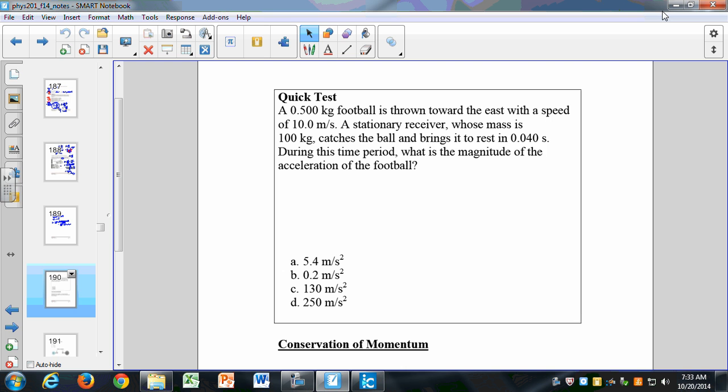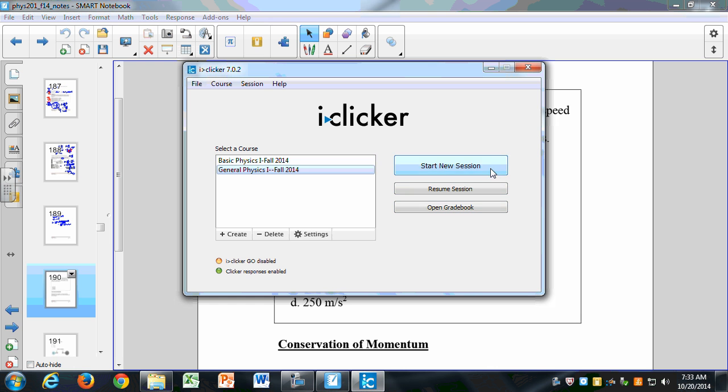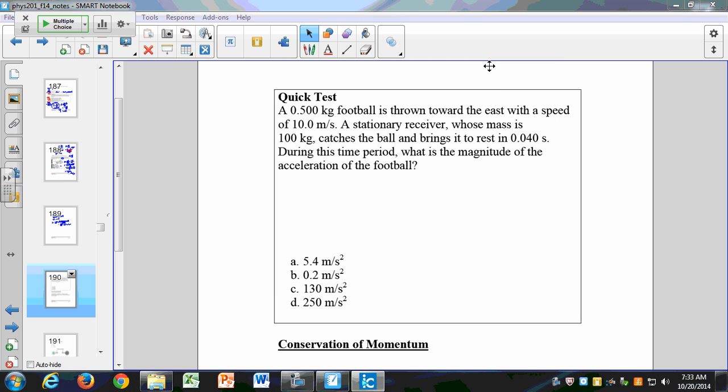I have a half a kilogram football. It's thrown towards the east at a certain speed. A guy catches it, brings it to rest in a certain amount of time. What is the magnitude of the acceleration of the ball? A couple ways you could do this. I'll show you both in just a second.